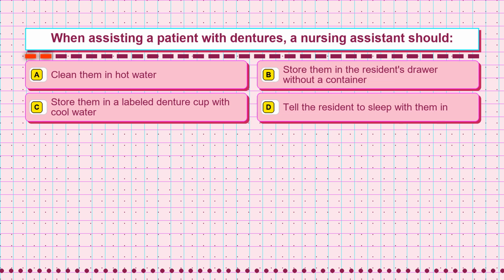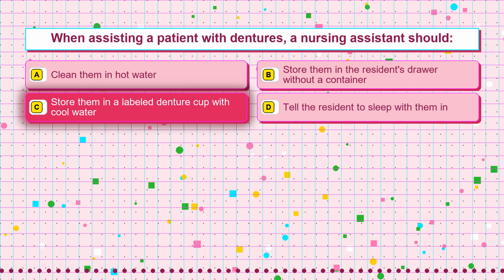Question 65. When assisting a patient with dentures, a nursing assistant should: Option A, clean them in hot water. Option B, store them in the resident's drawer without a container. Option C, store them in a labeled denture cup with cool water. Option D, tell the resident to sleep with them in.